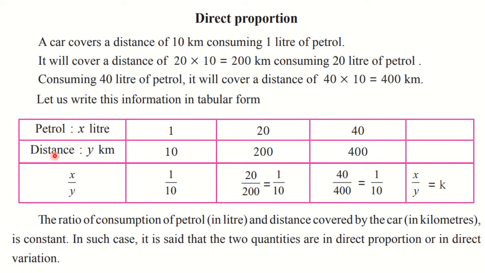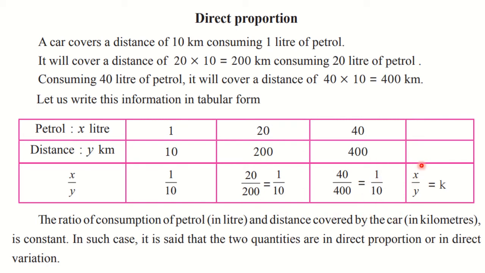Okay, so all this information we can write in tabular form: petrol in liters, just take it as x, and distance we will take as y. So in 1 liter, 10 kilometers; in 20 liters, 200 kilometers; in 40 liters, 400 kilometers. So everywhere if we find the ratio, or divide x upon y, this is 1 upon 10, 20 upon 200 also is 1 upon 10, 40 upon 400 also is 1 upon 10.